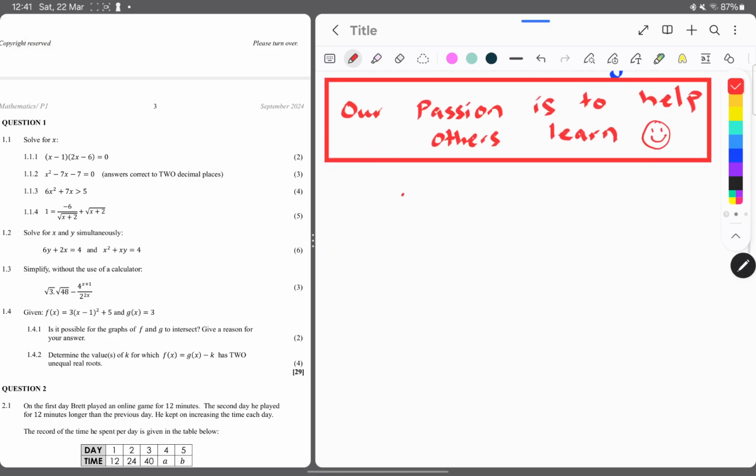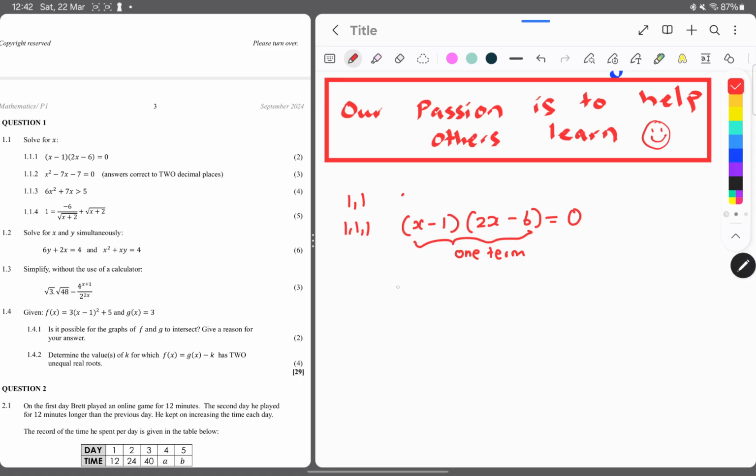So we're looking at question 1, and we'll start with 1.1. The first question there is 1.1.1, which is (x minus 1)(2x minus 6) equals 0. Now, you will notice that you are given a single term, which is equal to 0, which means the expression has already been factorized, so we don't need to remove the brackets. We just have to carry on.